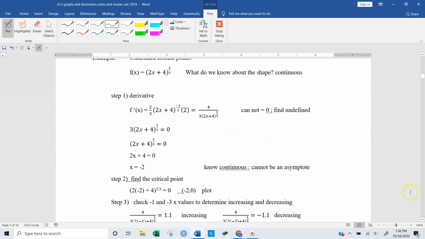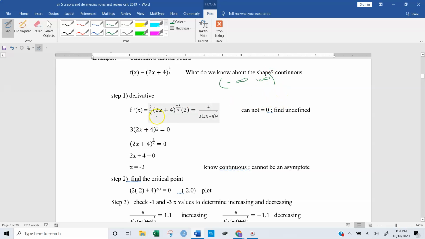Undefined critical points. These are when things don't work. So you're looking for when it turns out to be something you cannot do, like the square root of a negative, or if you're dividing by 0. Those are undefined, and it helps us shape our graph. So when we look at this, we know 2x plus 4 to the 2/3. There is nothing wrong, right? So I know I can go from negative infinity to infinity.